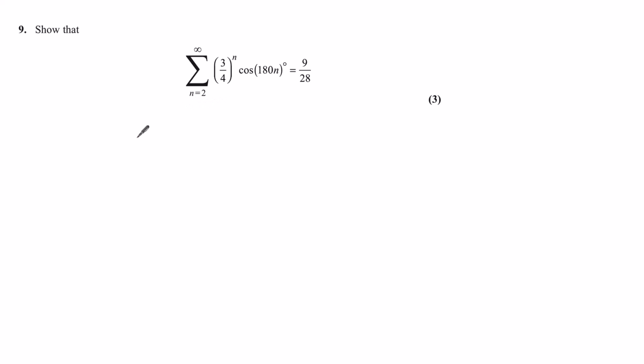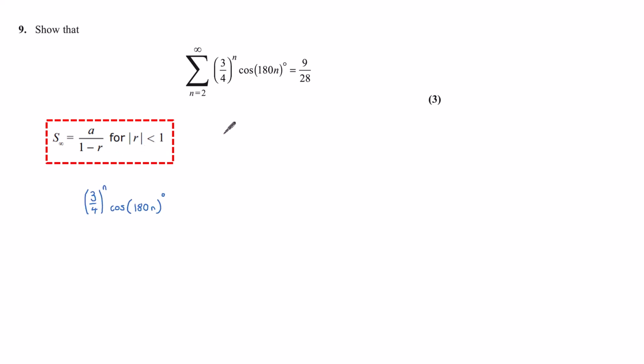So I'm going to start looking in my formula booklet, and I'm going to bring out my sum to infinity, which is equal to the first term divided by 1 minus my common ratio, where my common ratio has a modulus less than 1. So considering this (3/4)^n cos 180n, if n were 1, this would be 3/4 of cos 180, which would be negative 3/4.